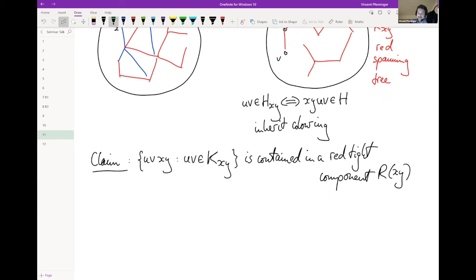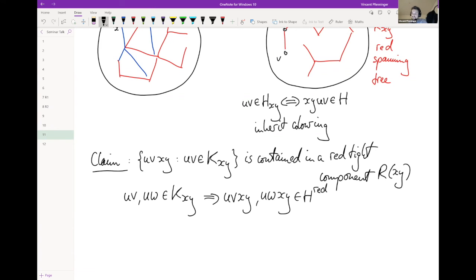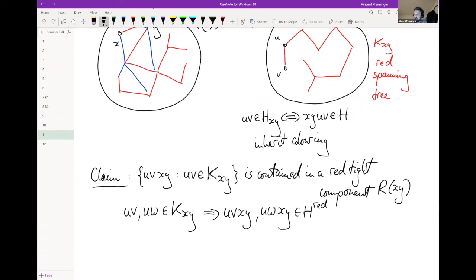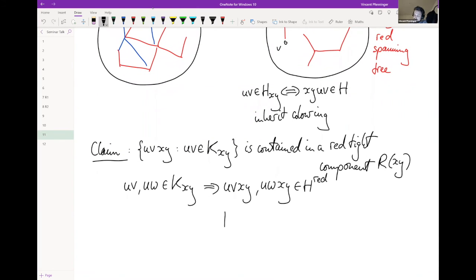So remember KXY is connected, so if you have UV and UW in KXY, then this simply means that UVXY and UWXY are red edges in H. So they're in H by the definition of the link graph, and they're red because KXY was a red spanning tree. Okay, and of course these two edges share three vertices.